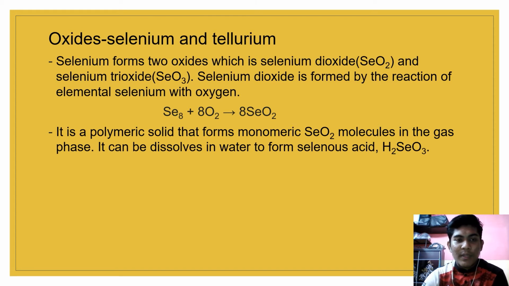The second subtopic here is about oxide of selenium and tellurium. Selenium forms 2 oxides, which are selenium dioxide and selenium trioxide. Selenium dioxide is formed by the reaction of elemental selenium with oxygen. So the equation here, Se8 react with 8 oxygen to form 8 selenium dioxide. It is a polymeric solid, whereas it is a monomeric selenium dioxide molecule in the gas phase. It can be dissolved in water to form selenous acid.